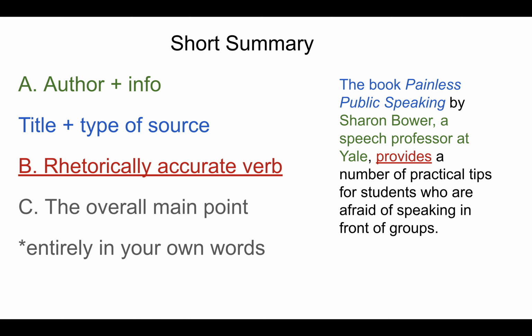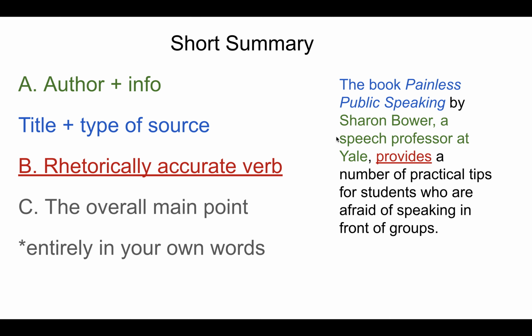So a really good guideline for how to write a short summary, which you will see posted on Classroom, is a template for constructing a summary in this way with 3 columns. In the first column there is the author, the title, and the type of source. So the first thing you need to do in any summary is tell people what the thing is that you are summarizing. So here we have an example. It's color-coded over here. The book, Painless Public Speaking by Sharon Bauer, a speech professor at Yale.